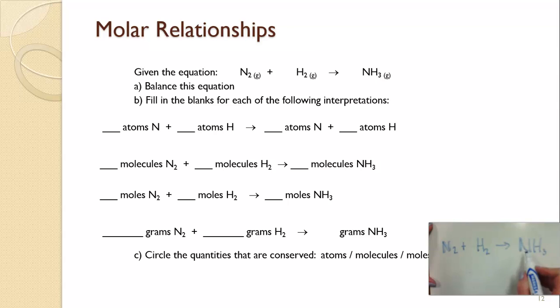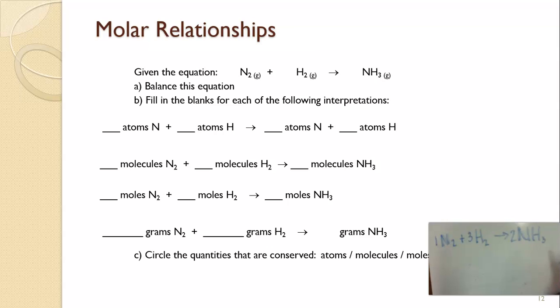I have 2 nitrogens and 1 nitrogen here. So that's not going to work out for me. So I put a coefficient of 2 there, balancing my nitrogens. Well, now my hydrogens are out of balance. I have 6 here. That's easy enough. I'm going to put a 3 there. Now, you don't have to do it, but we're just going to put a 1 there, just so that we have something in every blank for you. We're going to fill in these blanks here using this balanced equation.